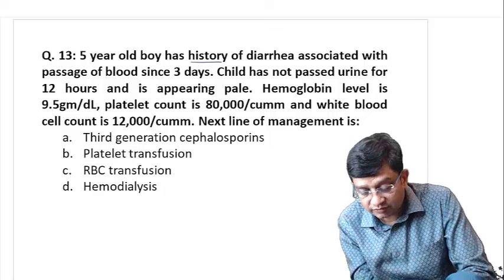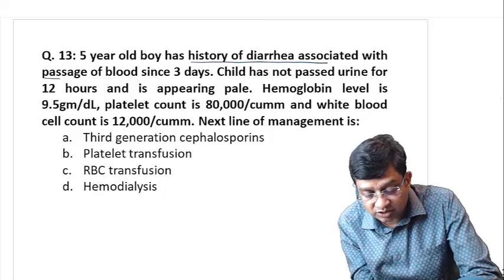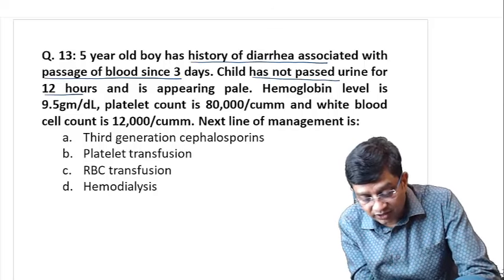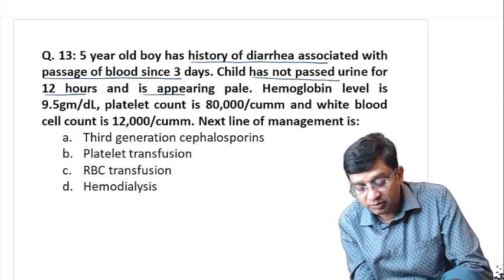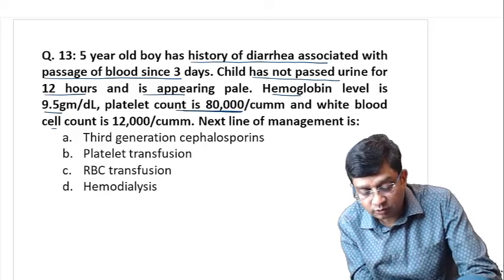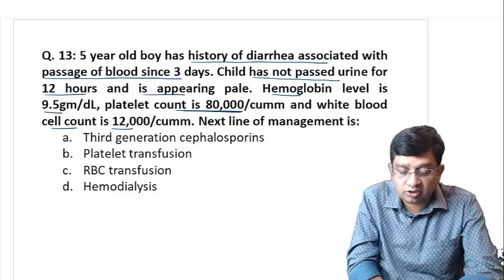A 5-year-old boy has a history of diarrhea associated with passage of blood since 3 days. The child has not passed urine for 12 hours and is appearing pale. Hemoglobin is low, that is 9.5. Platelet count is low and WBC is 12,000. Next line of management is?